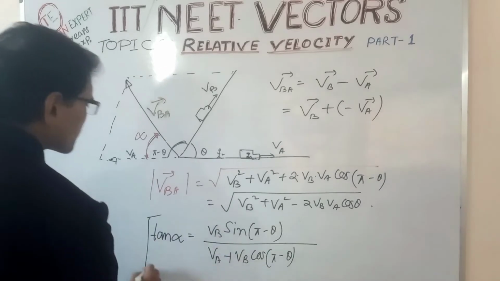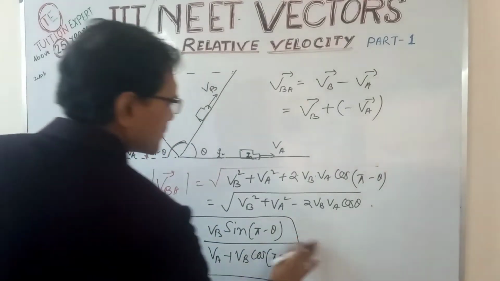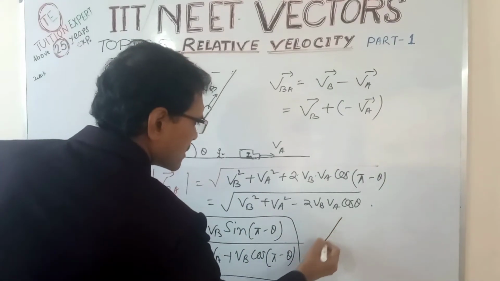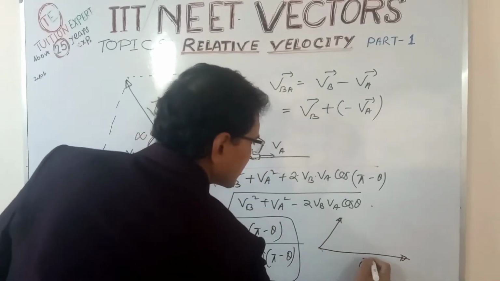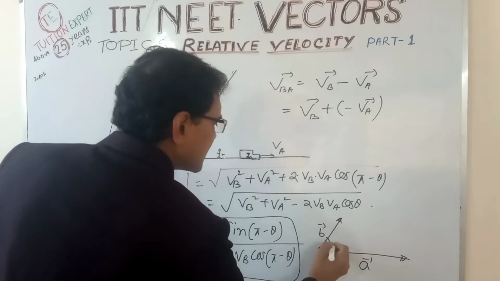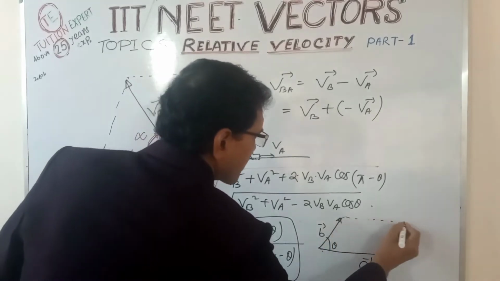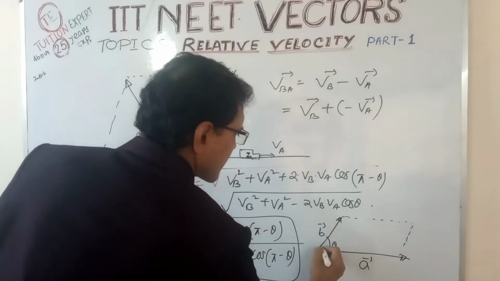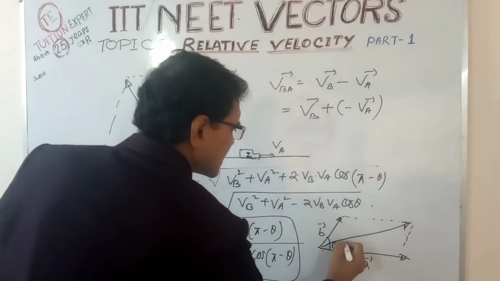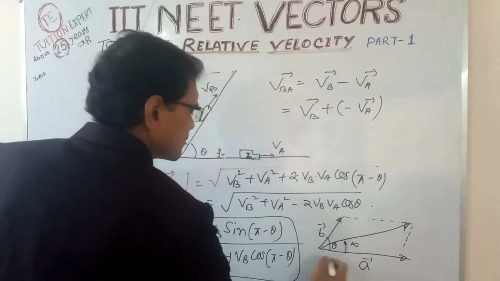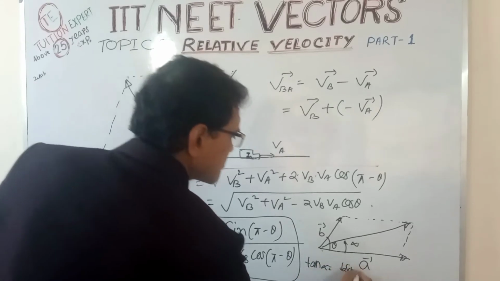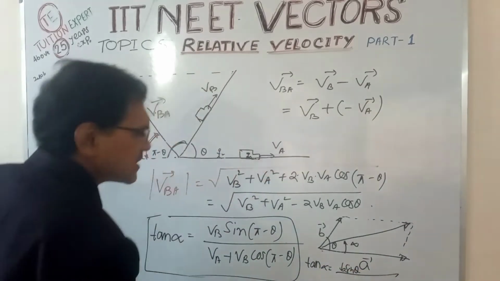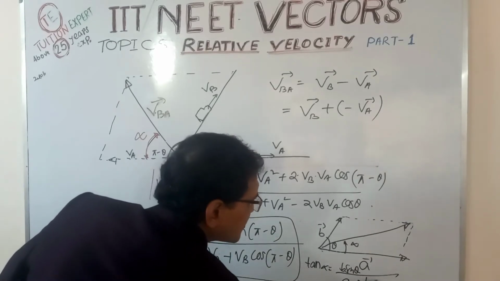So this formula comes from the law of parallelogram. Suppose this is vector A, this is vector B, angle is theta. Then what is the direction of alpha? We know that the formula is B sin theta divided by A plus B cos theta.